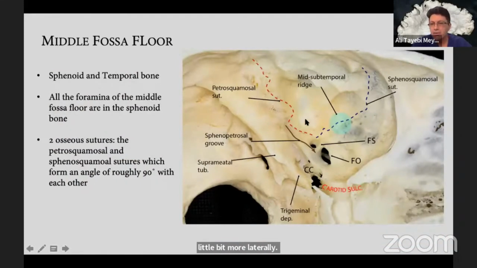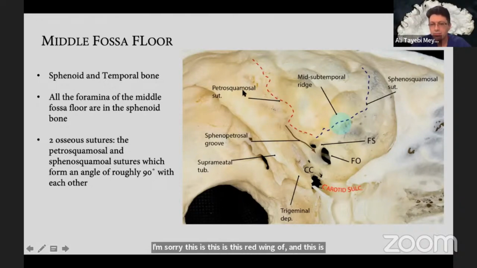Now, let's find out how the temporal and sphenoid bones come into play when we talk about the middle fossa floor. First of all, let's look at the two sutures that I've delineated. I'm sorry, this is the greater wing of the sphenoid, and this is the squamous part of the temporal bone, and this is the petrous part of the temporal bone.